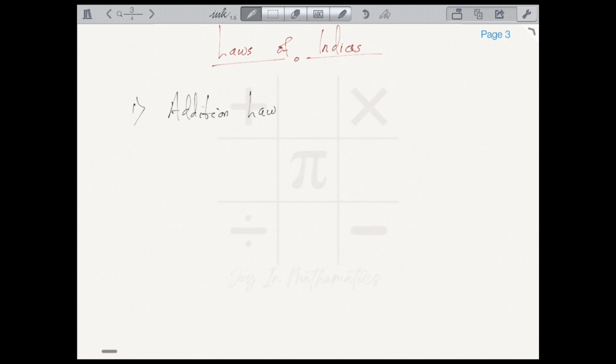The addition law states that a raised power x multiplied by a raised power y is equal to a raised power x plus y. This states that when they have the same base and the sign of operation is multiplication, the result is that we add the index.